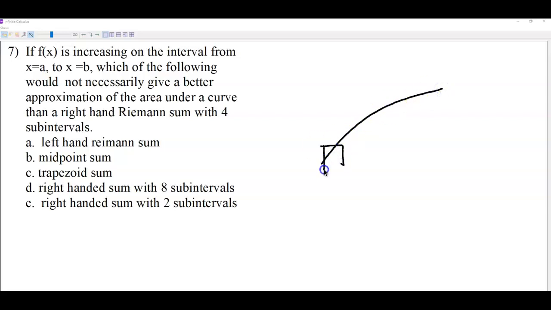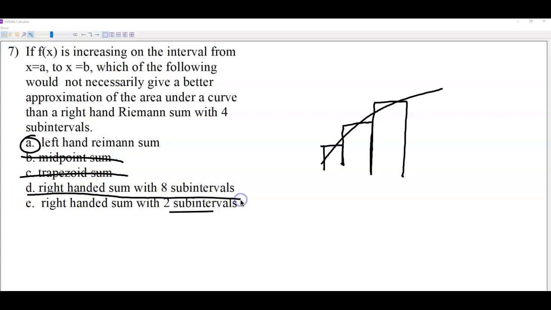So a midpoint would look like this. You always get a little bit over and a little bit under. And therefore that's a better approximation because the over cancels out the under. So both of these we're going to cross off. But a left-handed sum would not necessarily give a better one. Let's take a look at this one.